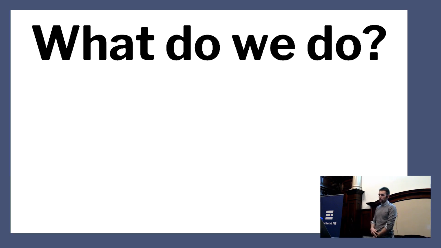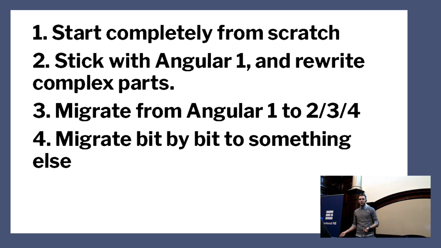So we sat down, literally just after I joined, and said, right, what are our options? What's on the table to fix this problem? There were really four we came up with. There was start completely from scratch, every developer's favorite, the big bang rewrite.